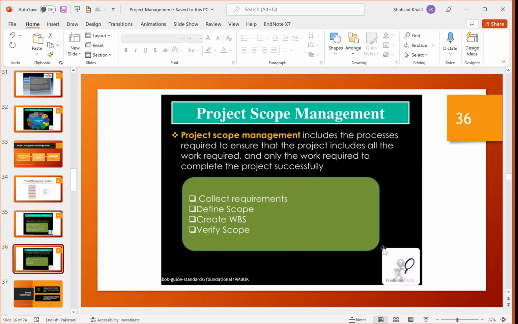Project scope management includes the processes required to ensure that the project includes all the work required and only the work required to complete the project successfully. It includes collect requirements, define scope, create WBS, and verify scope.